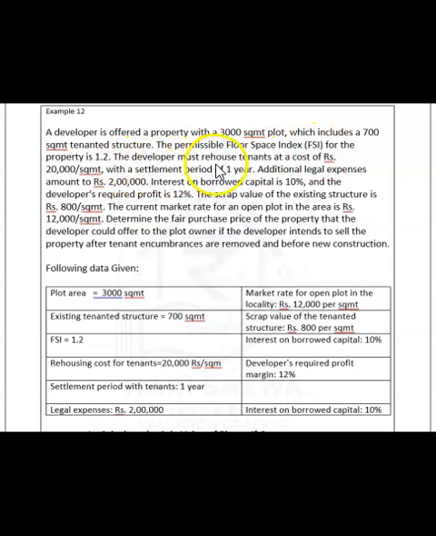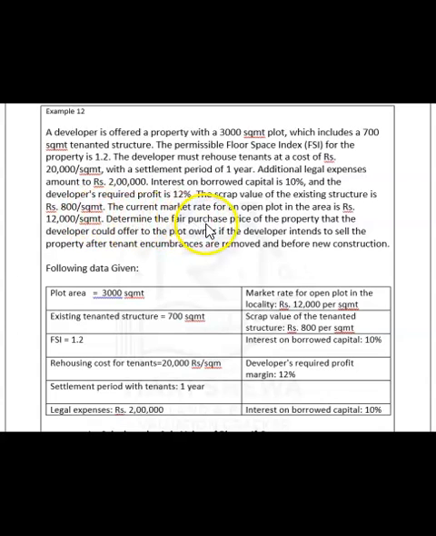The developer must rehouse tenants at a cost of rupees 20,000 per square meter with a settlement period of 1 year. Additional legal expenses amount to rupees 2 lakhs. Interest on borrowed capital is 10% and the developer's required profit is 12%. The scrap value of the existing structure is 800 rupees per square meter. The current market rate for open plot area is 12,000 per square meter.